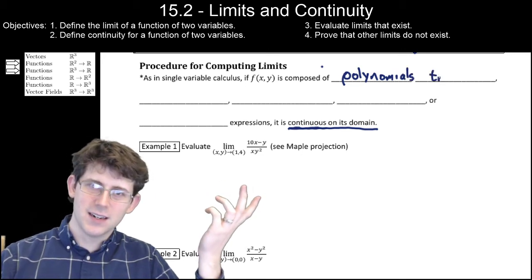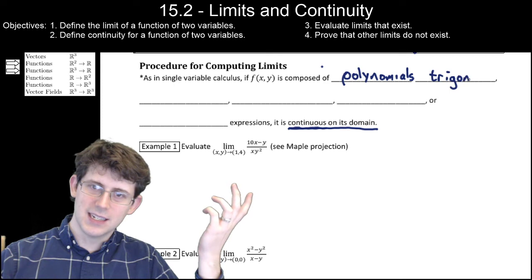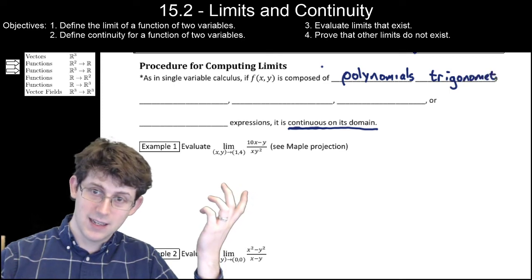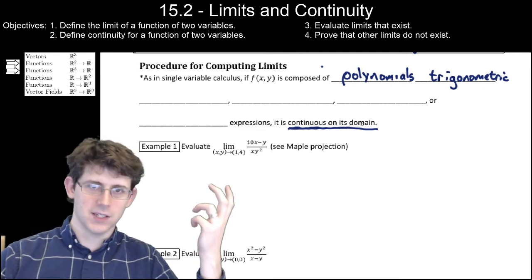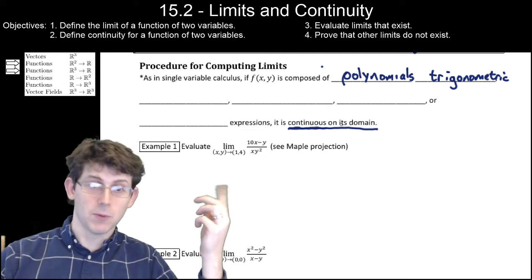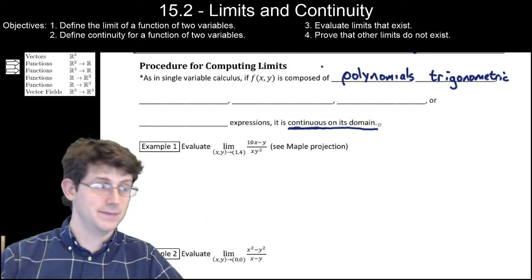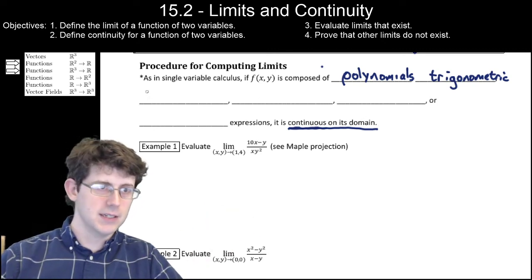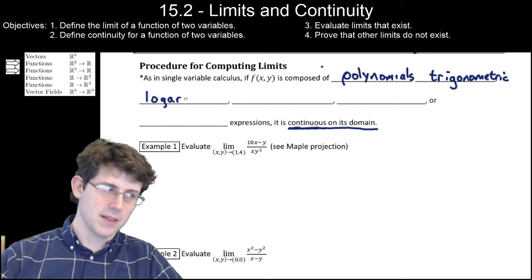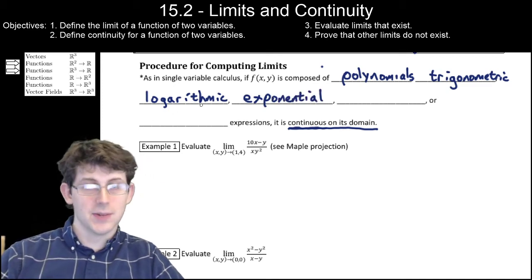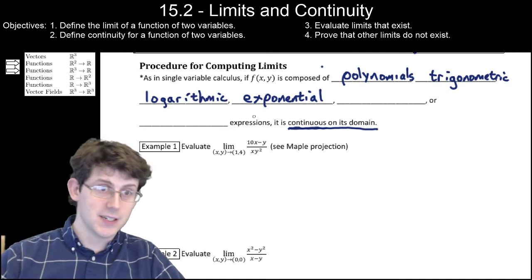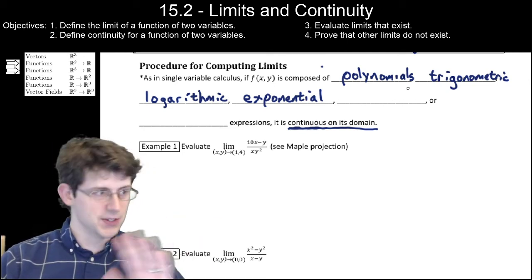Trigonometric functions are nice and continuous as long as we're on their domain, which is what we're figuring out here. So if you've got a tangent in your function, it's continuous everywhere except where tangent is not defined. Similarly, any logarithmic or exponential function. Logarithmic functions will have domain issues, and you just check the domain issues, and other than that, it's continuous everywhere.